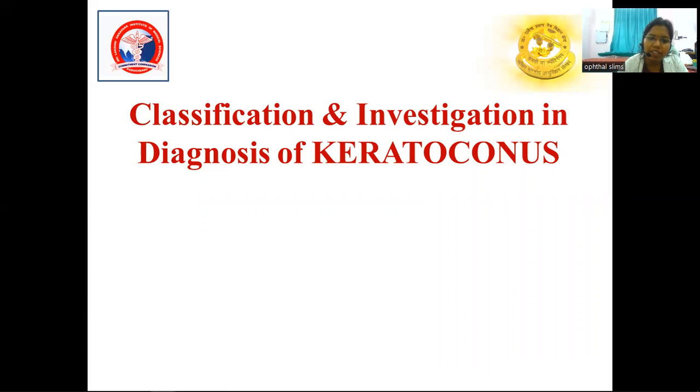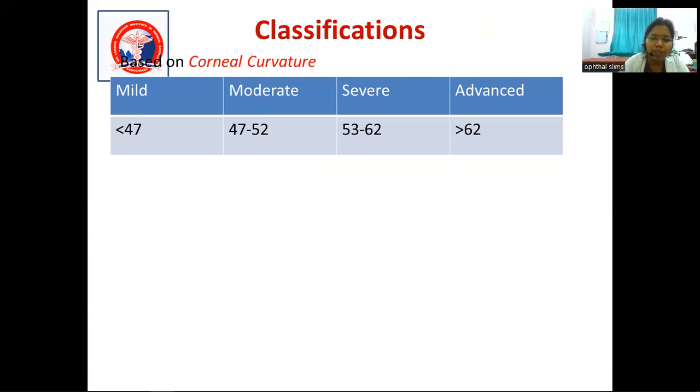Classification and investigations in keratoconus for diagnosis are based on the corneal curvature. We can classify it into mild, moderate, severe, and advanced. Mild keratoconus when the corneal curvature is less than 47, moderate when it is between 47 to 52, severe when it is 53 to 62, and advanced if it is more than 62.